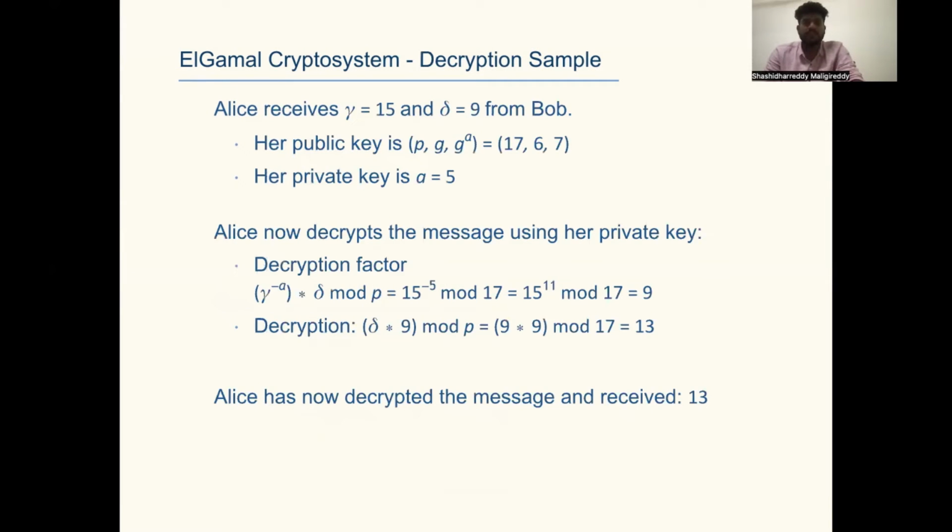Now using the decryption algorithm, we're going to do so. Her public key is p, g, g power a. So now we have the decryption factor: gamma power minus a, which is 15 power minus 5 mod 17 equals 9. Decryption: gamma power minus a times delta mod p equals 9 times 9 mod 17, which is 81 mod 17 equals 13. So Alice has now decrypted the message and received 13. This successful decryption means no one has interfered while transferring the encrypted message from Bob to Alice. So here decryption is successful.